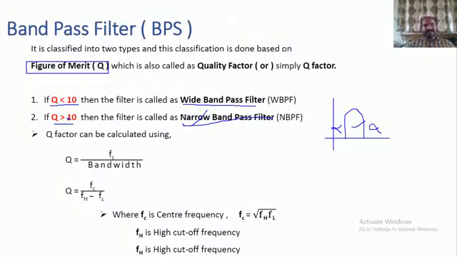Now the question is, how exactly can we calculate the Q factor of a particular band pass filter? That is done with the help of this equation.